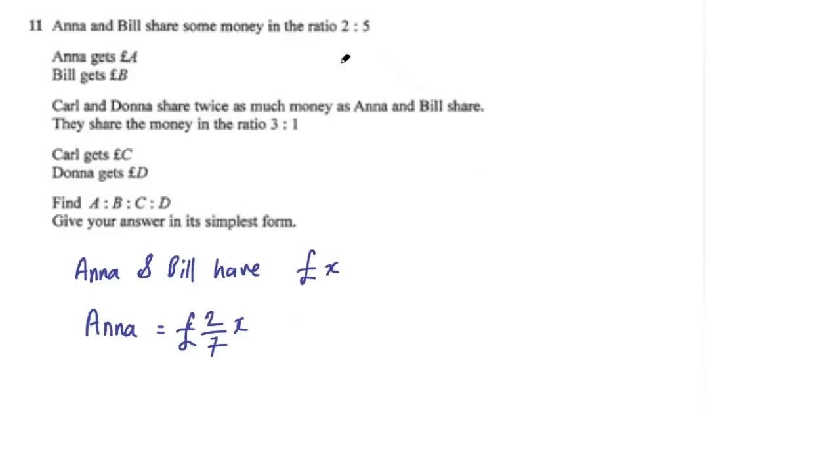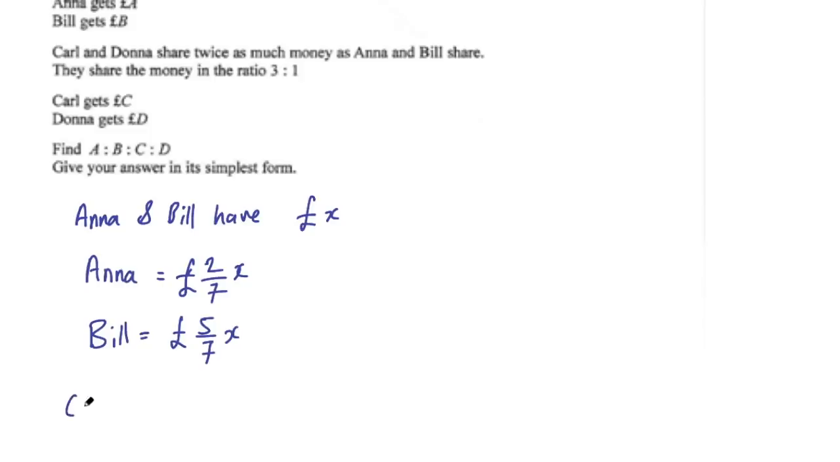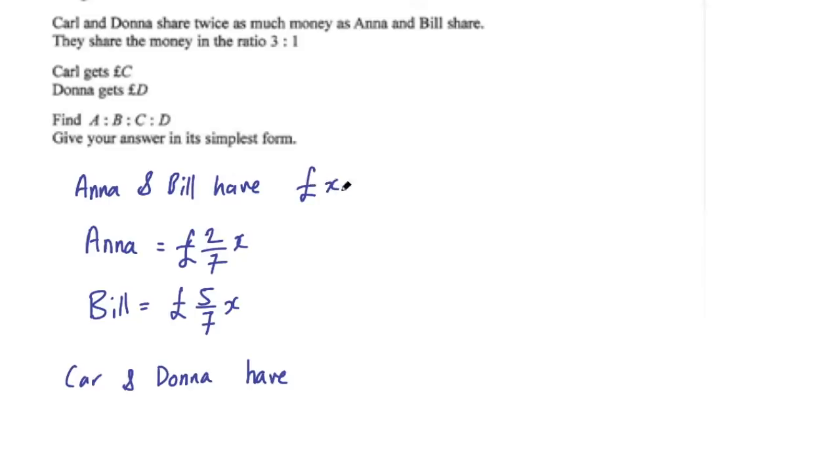Right, so this is the total. She's getting 2/7 of that total. So Bill, he's getting 5/7 of this share, so he's going to get 5 out of 7 of X pounds. And then we could look at Carl and Donna, and we're told that they have twice as much money as Anna and Bill. So if we say Anna and Bill have X pounds, Carl and Donna will have 2 lots of X pounds.